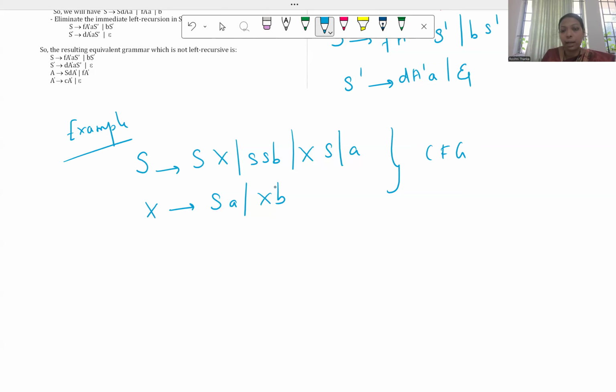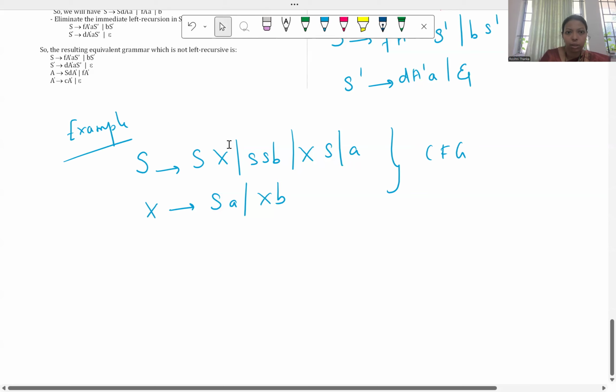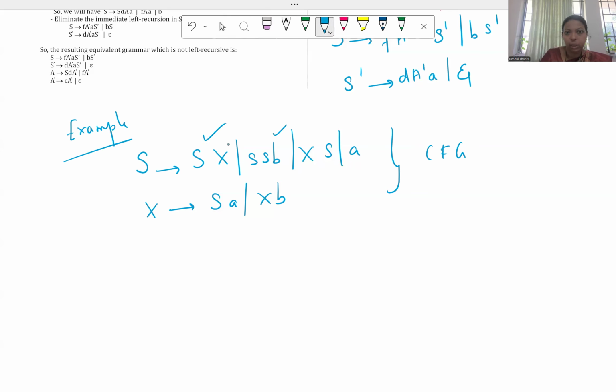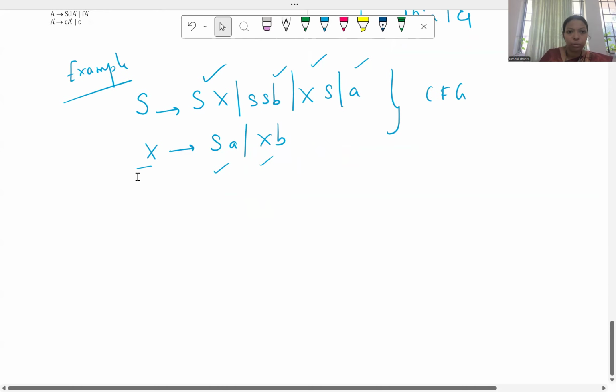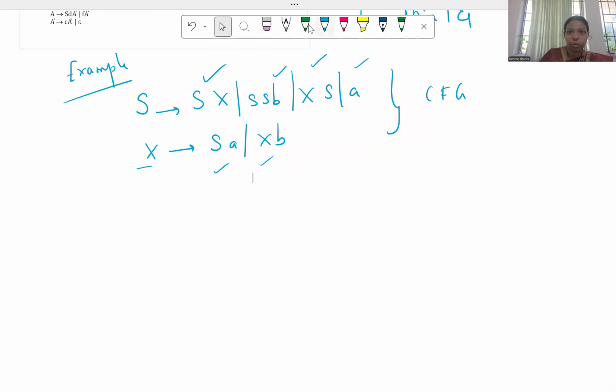So in this example, I have this production. S can be derived in this way, or this way, or this way, or this way. Similarly, capital X can be derived in this way or this way. According to the elimination of left recursion, you have to order it. Now if you look at this, there is a direct left recursion. If there is a direct left recursion, what will you do? We will eliminate it, right? So I'm going to write this: S tends to S X S S B.